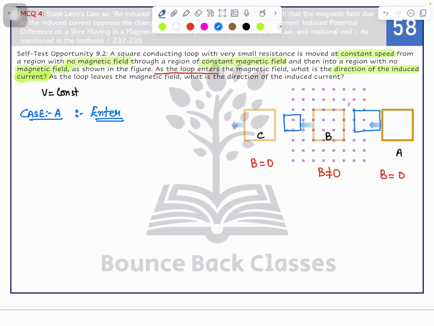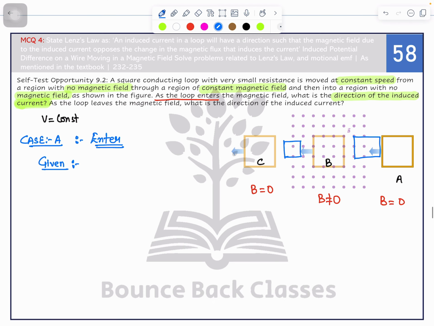So in terms of entering, first step, what is the given magnetic field? Just check, what is this? Cross. Given is cross. Clear?